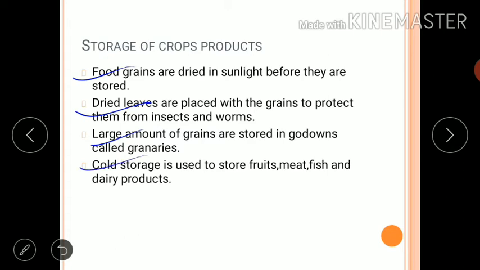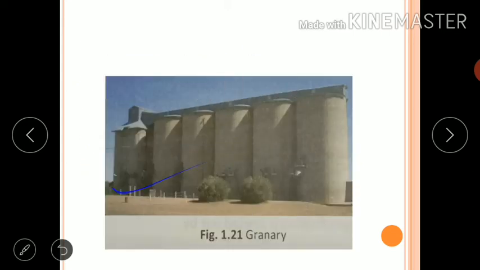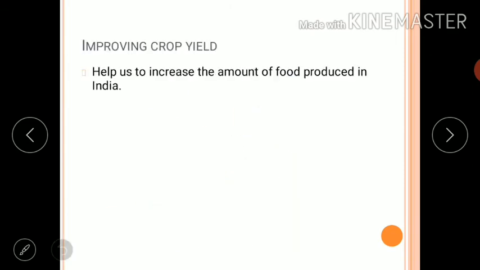Cold storage means storing at a low temperature. It is used to store fruits and vegetables. This prevents spoilage and nutrient loss. We can also store meat, fish, dairy products, eggs, and many other things in cold storage.